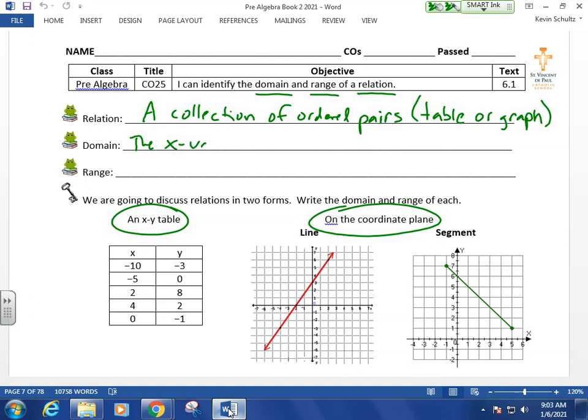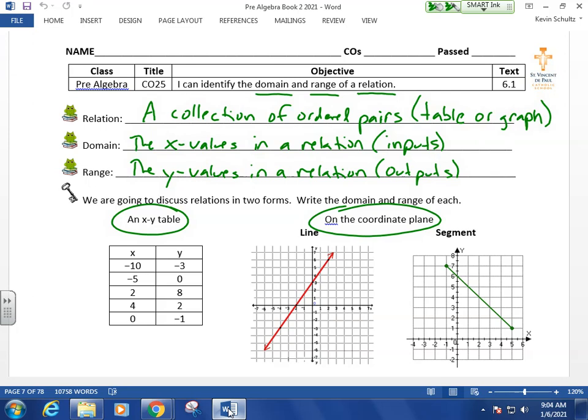The domain are the X values in a relation. Okay? And from CO24, we know that the X values are the inputs, also called the domain. The range are the Y values in a relation, also called the outputs. Okay, I'll add an S on here, inputs, there we go, make it match up. So outputs and inputs, domain and range, we've got different things that we can call these things, okay?